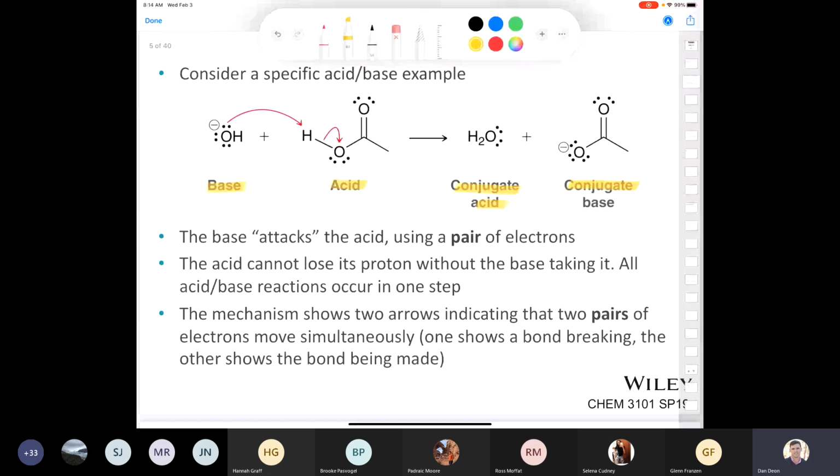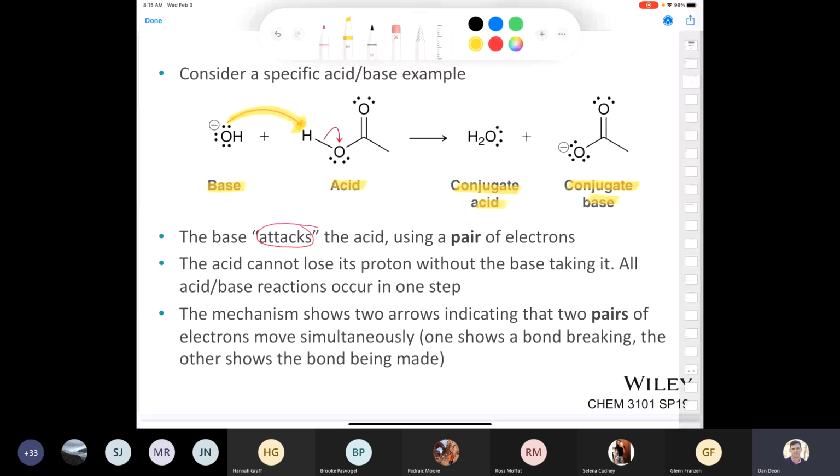Let's go over a little bit of the vernacular, the language that you're going to hear me use. The language an organic chemist uses is that she or he will say the base attacks the acid. You're like, what? Attack? Yeah, we say that it's attacking it in this step here.